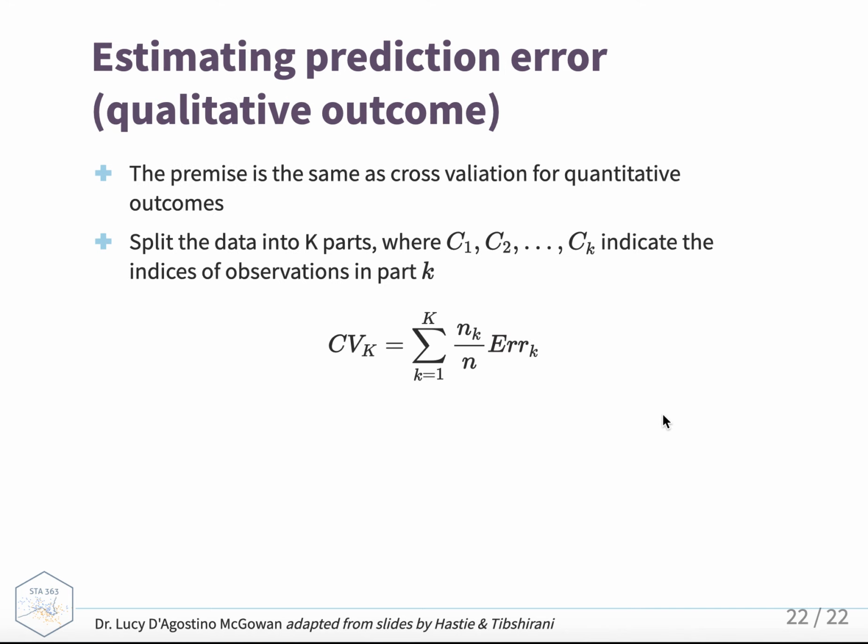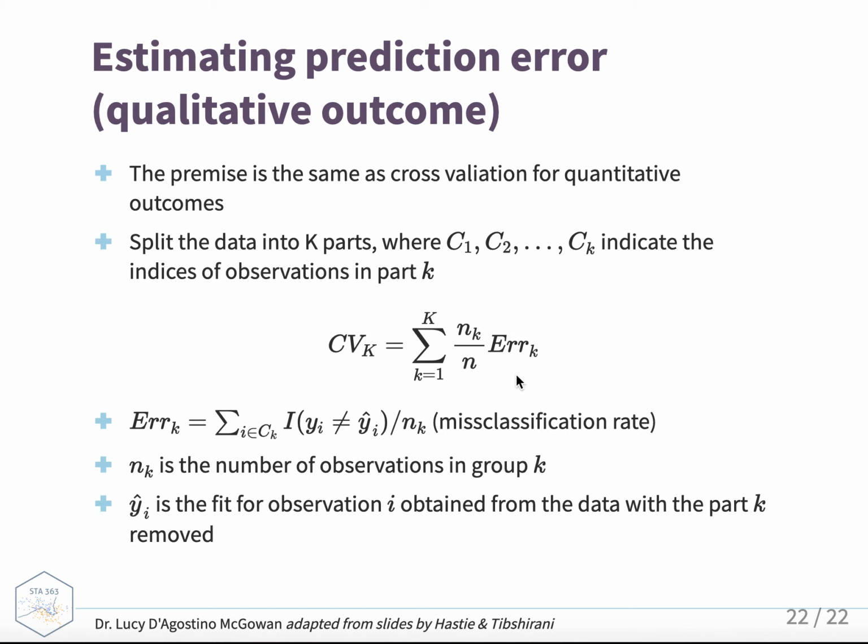For estimating prediction error for qualitative outcomes, the premise is the same as cross-validation for quantitative outcomes, except now, instead of calculating the mean squared error when you split your data into k parts, you're just going to calculate the misclassification rate. Again, n_k is going to be the number of observations in group k, and y hat i is going to be the fit for the observations.